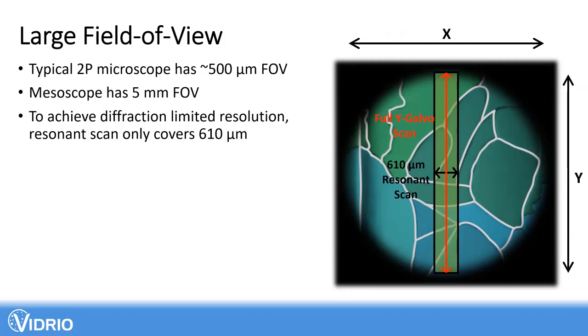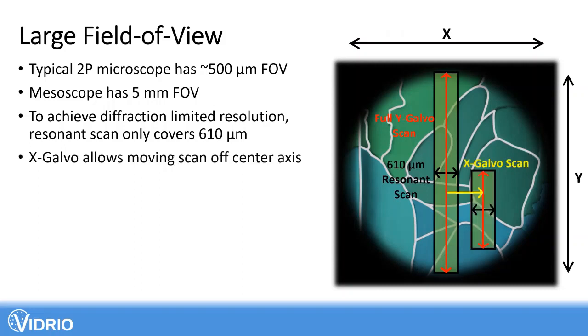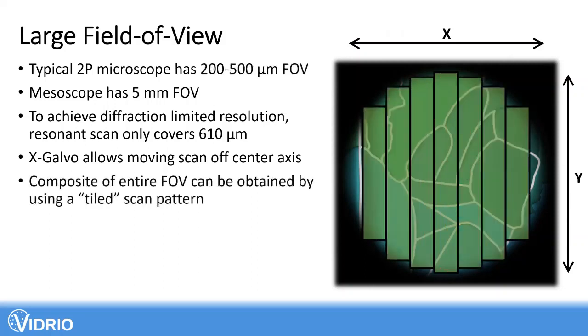Then you'd obviously have to scan the full Y galvo scan to cover the 5 millimeter field of view, and you can do that at a particular scan rate. But then an additional X galvo will allow you to move over and collect another set of data. Ultimately, that gives you the ability to make a composite of the entire field of view, so that you can view the entire 5 millimeter field of view.